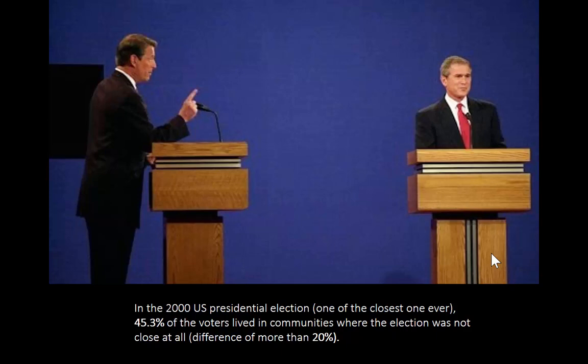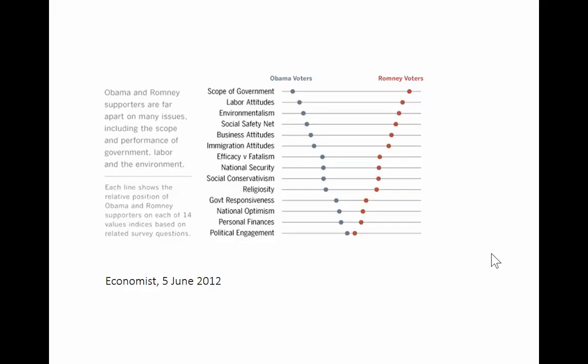So although they are very close together overall, the different areas of the states seem to have a very clear idea, and they separated into different camps. And we also observe this in so many other aspects. Not to say that there's no middle ground, but when you look at the data on what opinions people had, this was from the last elections, Obama against Romney, you see huge differences on certain issues, like labor attitudes, environmentalism, business attitudes, and so on, between Democrats and Republicans.